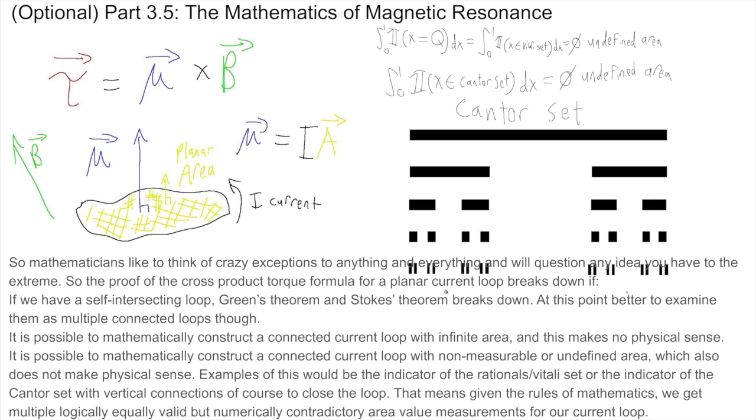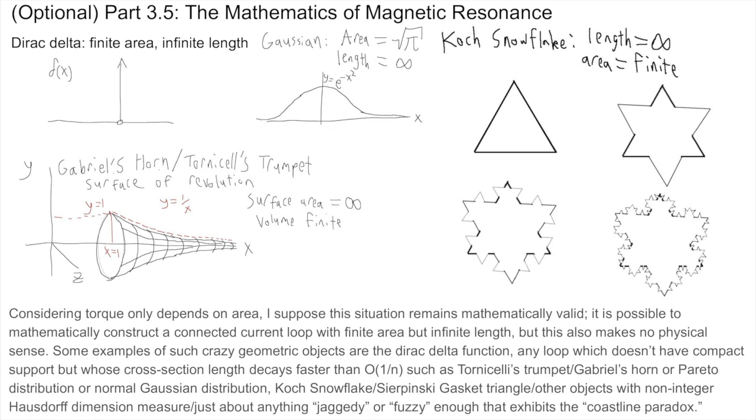Examples of this would be the indicator of the rationals/Vitali set, or the indicator of the Cantor set, with vertical connections, of course, to close the loop. That means, given the rules of mathematics, we get multiple logically equally valid but numerically contradictory area value measurements for the loop. Considering torque only depends on area, I suppose this situation remains mathematically valid.